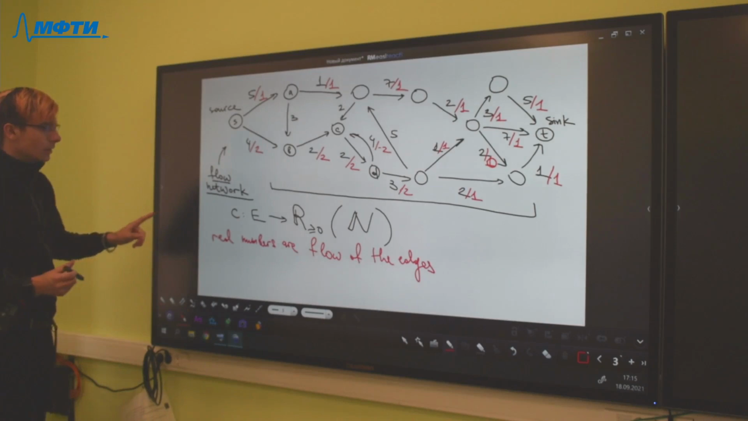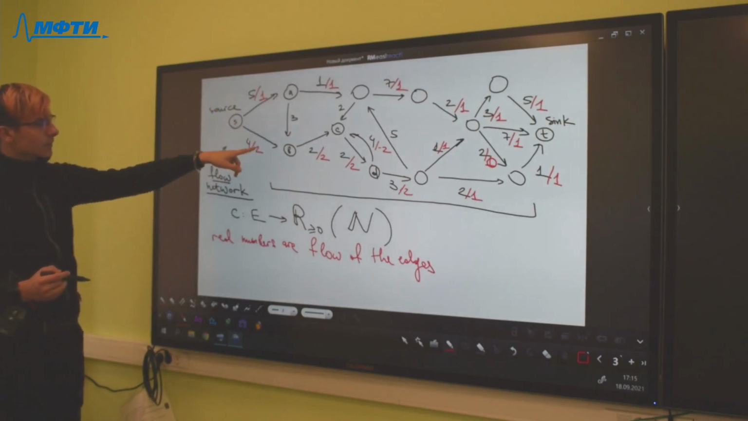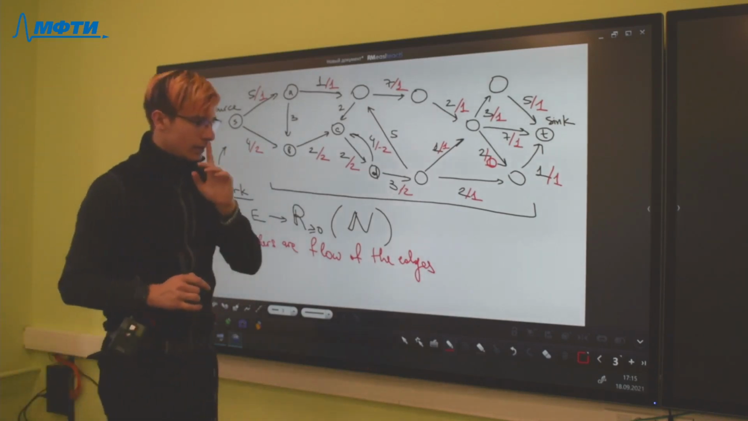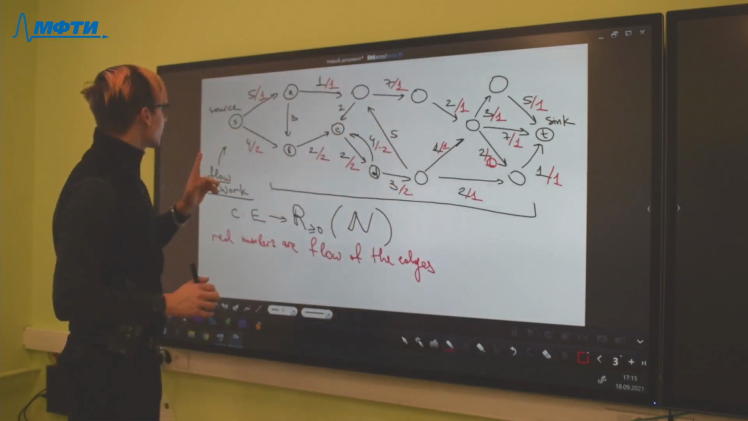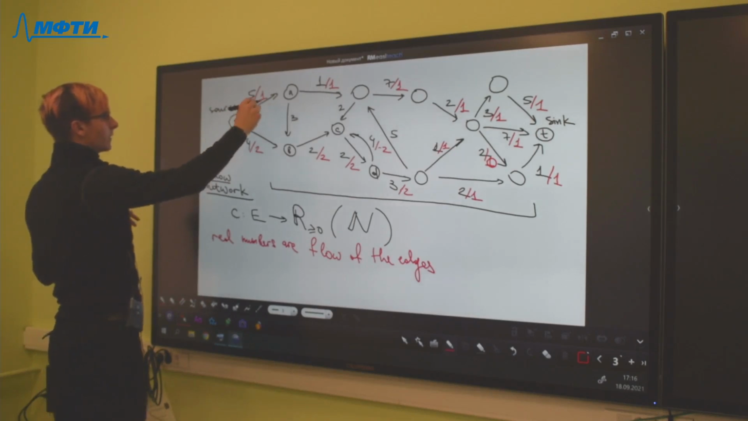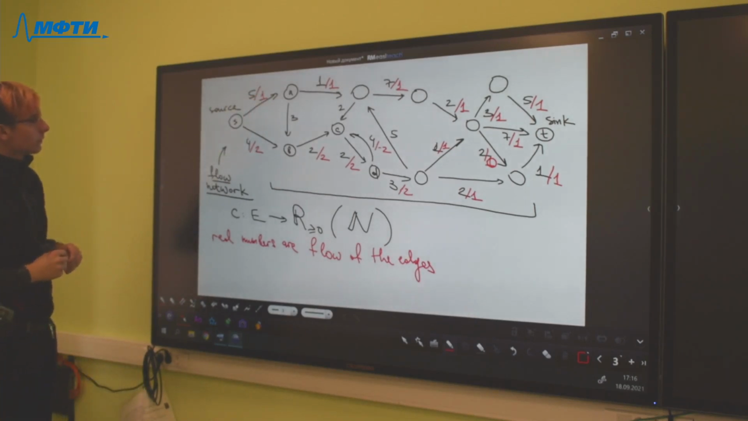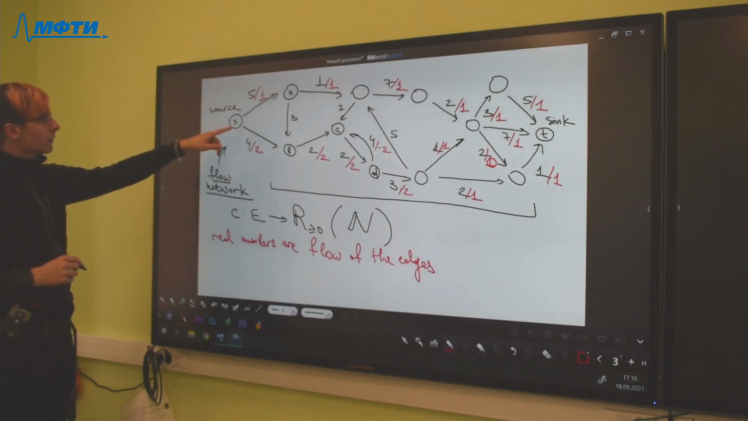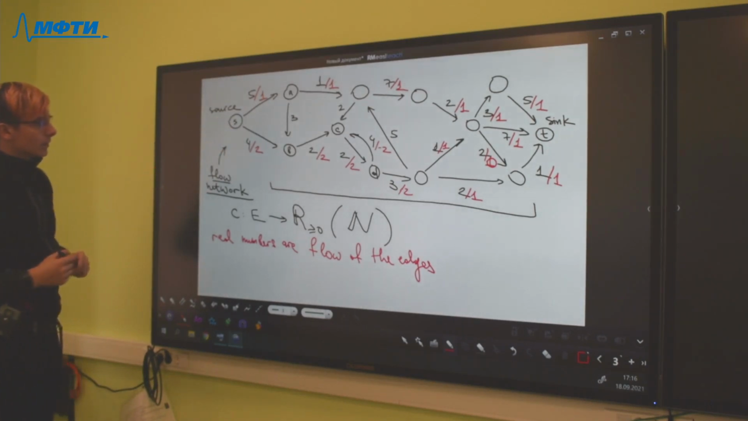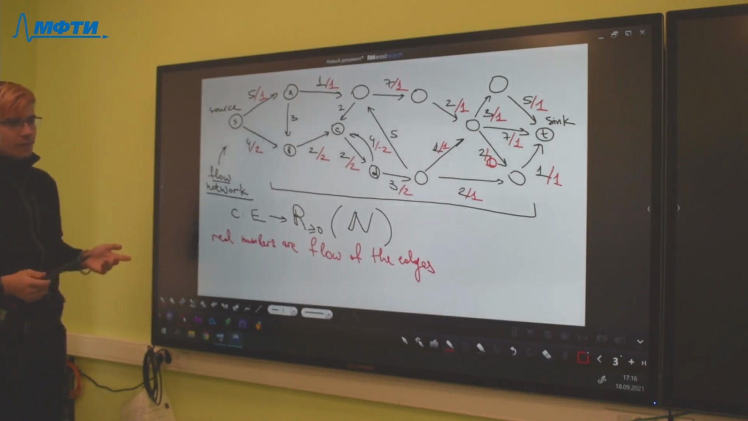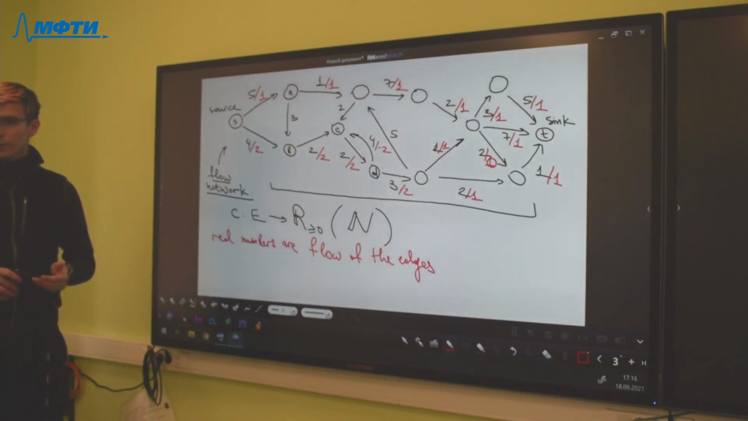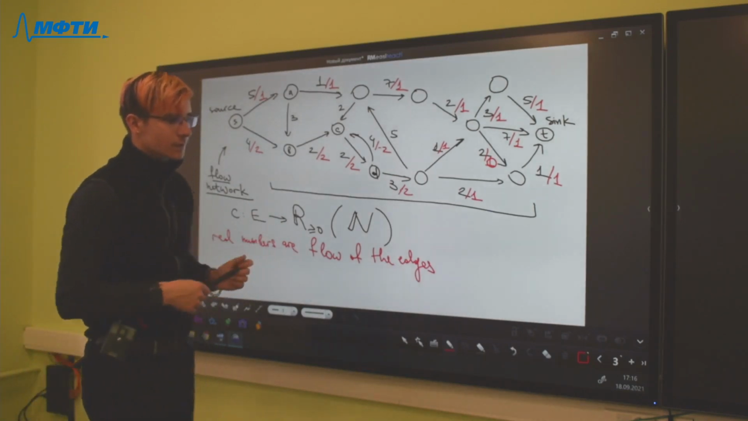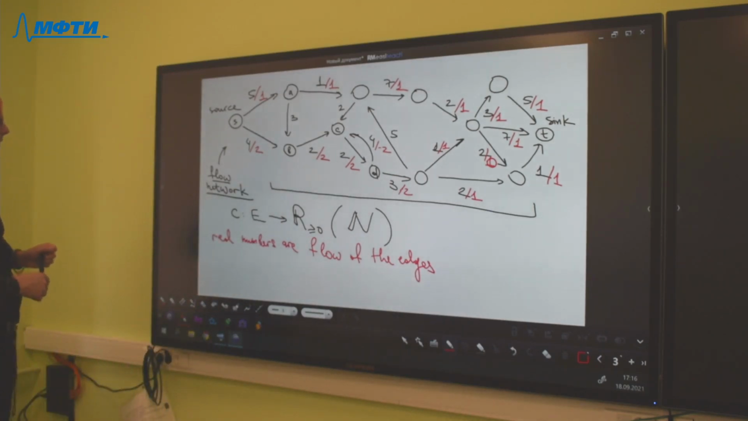So, and black numbers are equal to capacities, okay? And so we can say that if we sum the flow of the edges that go out from the source, it's equal to 3, and it is the value of a flow. Okay? We say that the value of flow is the sum of the flow derived from the source.